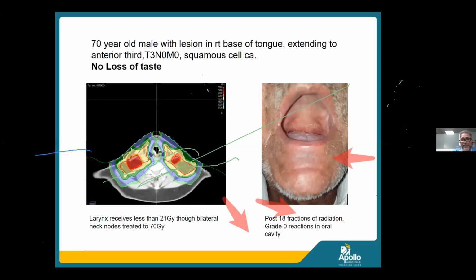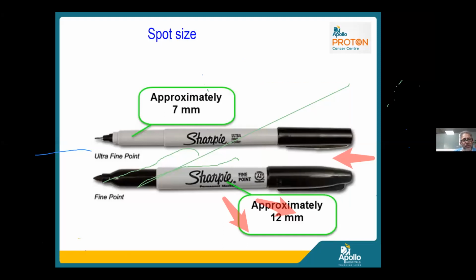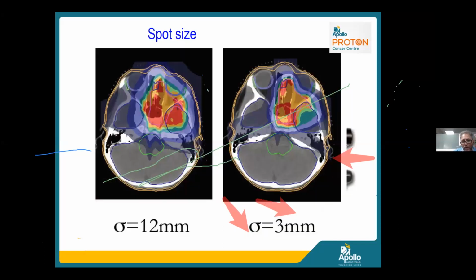This is just an example to show you a very good tolerance with hardly any mucositis, which you would otherwise expect in a photon, with hardly any loss of taste, which was not seen otherwise. And it also depends upon several technical aspects. For example, the difference the sharpness of the spot size makes, and we are lucky here to have a spot size less than 3 millimeters, and we can go up to 12 millimeters.